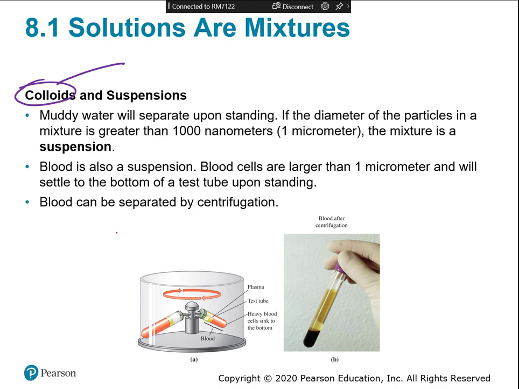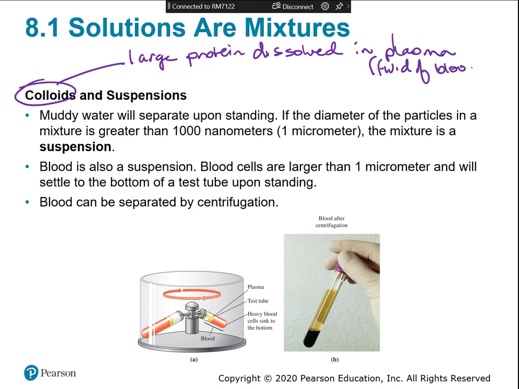So blood is kind of a mix of all three. So blood is a colloid because blood has large proteins. They are dissolved in plasma. And it actually makes plasma. Plasma is the fluid part of the blood. They don't separate out, but they make that plasma thick.